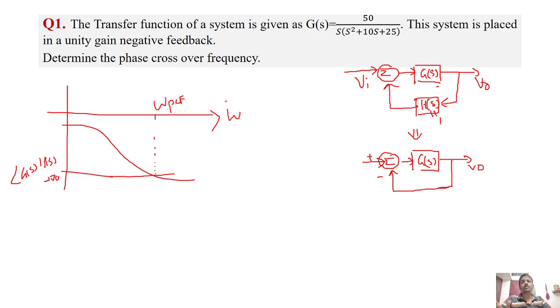How to find this? It's pretty much straightforward. We just need to equate the angle of this transfer function, G of s into H of s, to minus 180, and find for what value of omega the angle is equal to minus 180. So we'll do that. What is G of j omega into H of j omega here?